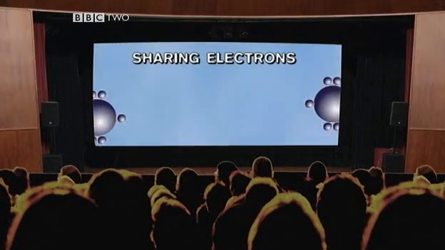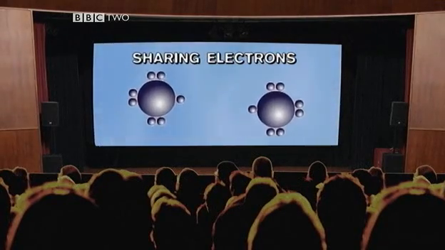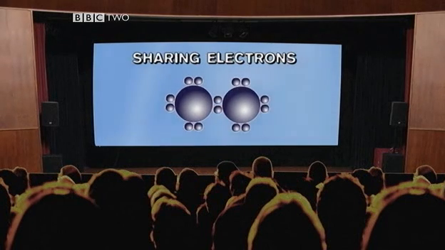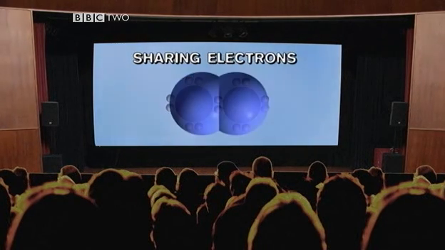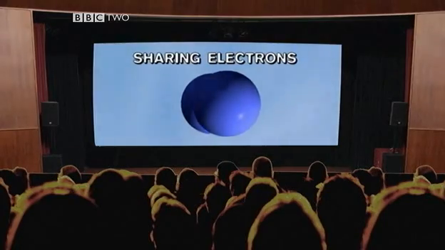The electrons that are shared are always in the highest occupied energy level of the atom. The sharing gives both atoms a complete highest energy level. The covalent bond that is formed is very strong. It takes a lot of energy to break it.